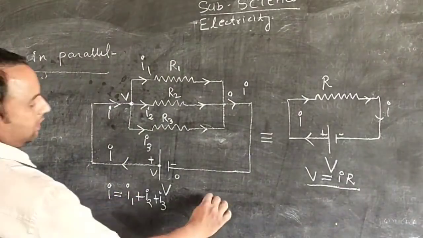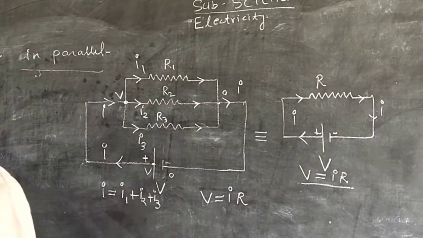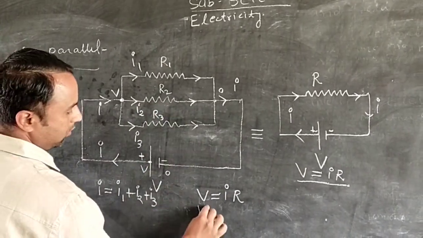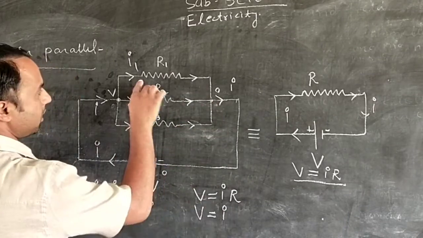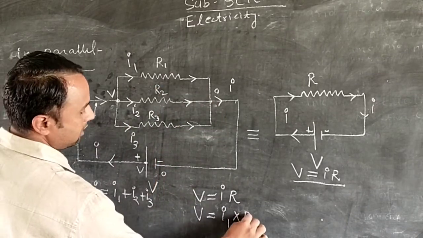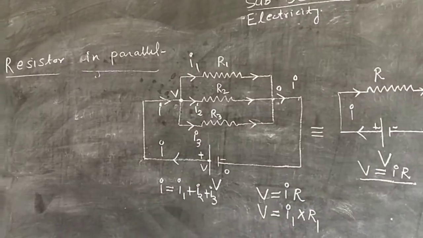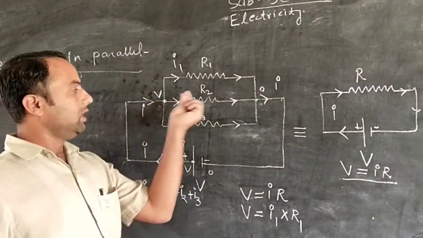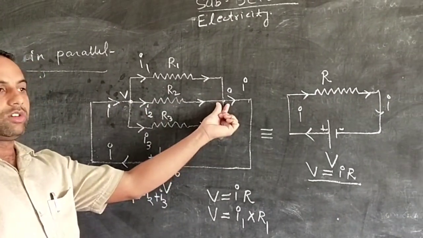Here we can see V is equal to I into R, using the resistor R1. Here the total potential drop V minus 0 is V. The current in this branch is I1 and the resistor is R1, and V is equal to I1 R1. Now we are moving from here to here. Here the potential is V, here the potential is 0.